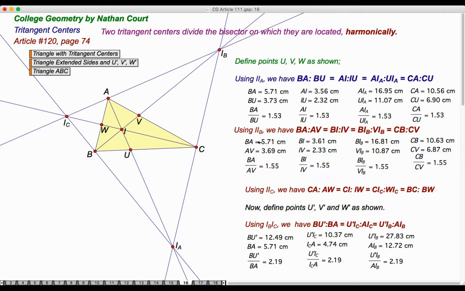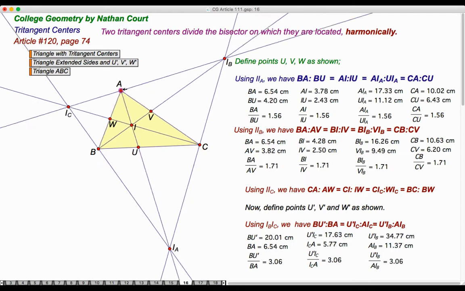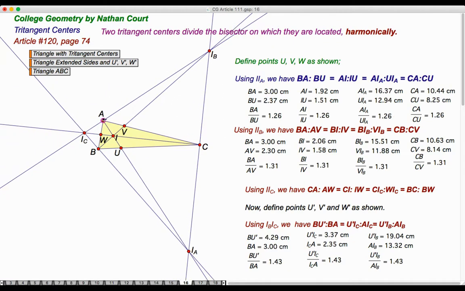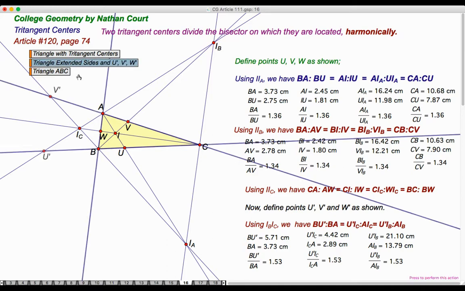Using the same line of reasoning, I can do the same thing for I sub C, using this triangle AWC or BWC. But instead of using center I, I will be using the other two, for example I sub B and I sub C. Then it has to be collinear with point A and another point here, so that needs some more triangles to be defined. Now let me extend the triangles.